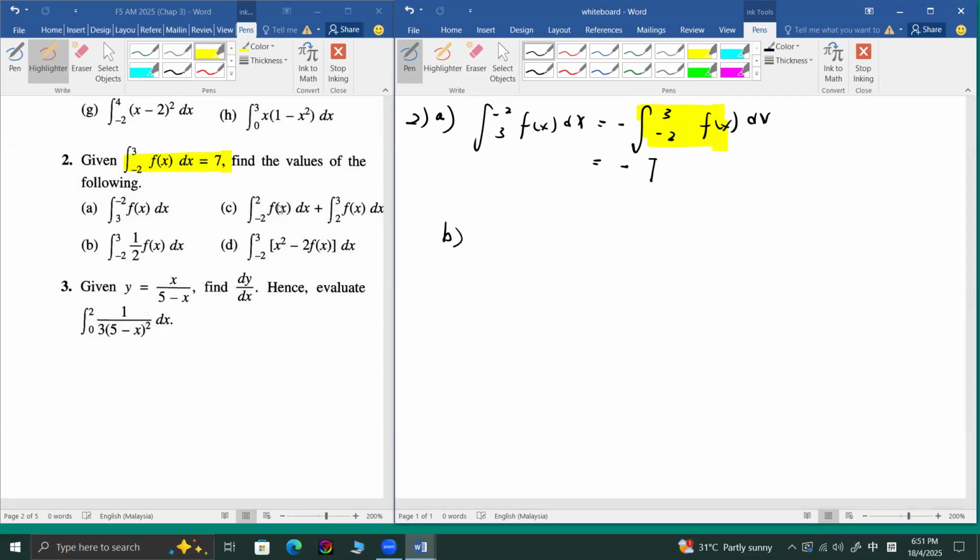Okay, see B? What about B? Can you see the limit is the same, but with a coefficient here, another scalar? So just now, what did I say? You can shift it out. You apply 1/2 out here. So you see 3, -2, half fx dx. You copy the 1/2 out, and this one no change.